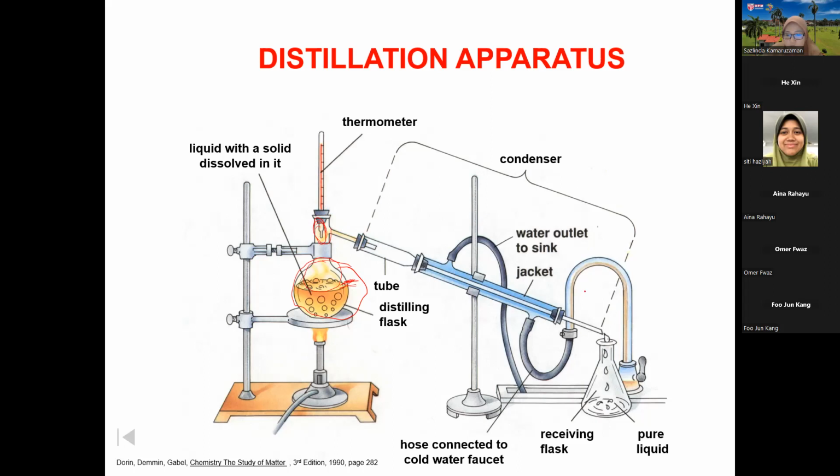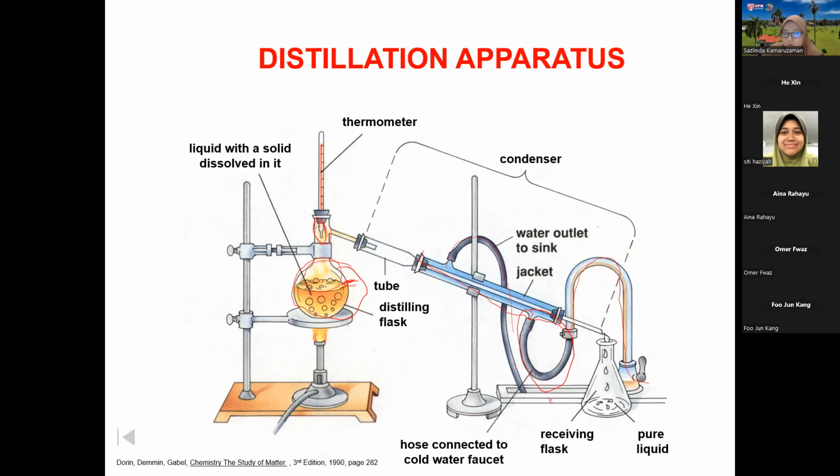So from here to here, we call it a condenser. The condenser is designed to have, for example, here, the water in. Water in means the cool water, so that when you start the distillation, the cool water will be going into the condenser. Why? The purpose is that we want to convert the vapor or the gas back into liquid, right? And this is the one that we call the water out.